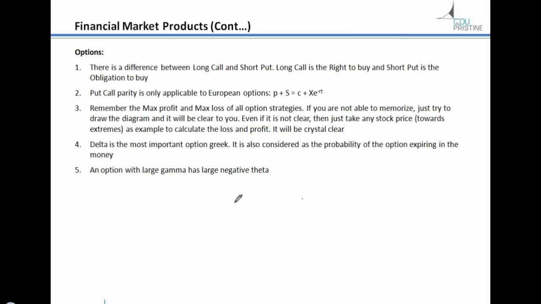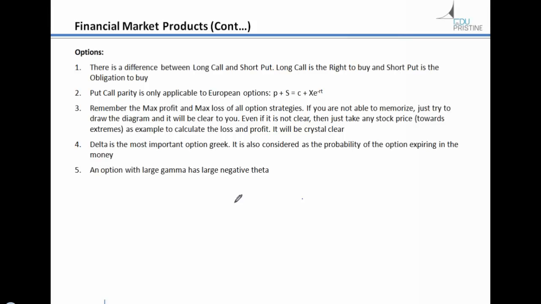Put-call parity is an important concept, and it is applicable to European options. So it is the put plus the stock is equal to the call plus the present value of the exercise price. Keep this point very much in mind. You will be able to solve questions on it. Sometimes you'll not be given one of these four values, and you have to find the value of any of the four inputs. So this equation should be very clear in your mind.